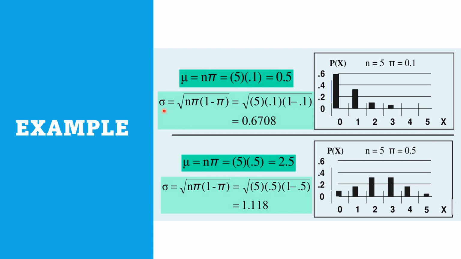And then for the standard deviation, it is the square root of the variance. To calculate the variance, you have to multiply n times pi times 1 minus pi. 1 minus pi is the probability of not having an event of interest, and pi is the probability of an event of interest, whereas n is the number of observations. So 5 times 0.1 times 1 minus 0.1. The square root of the answer will give you the standard deviation for graph 1, and we'll do the same for graph 2.